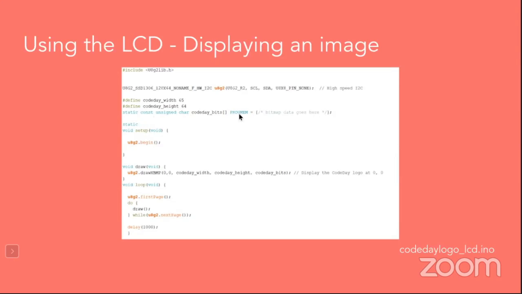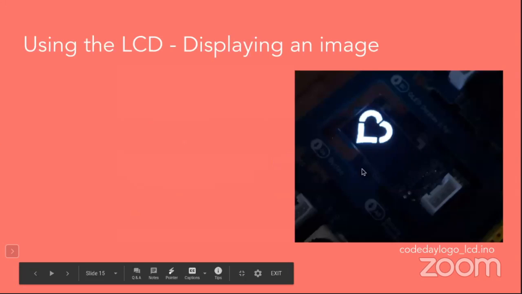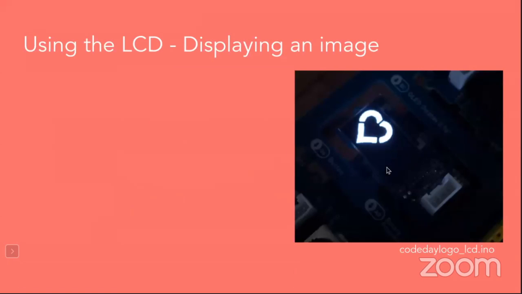Now this will, in the actual code, be a lot longer because it includes all the data of the image. But basically, whenever you generate the image, you copy the code from there into here. And then it'll take the image code, and using draw XBMP, it will draw that bitmap onto the screen. And in that process, you get something like this, where we have the code data.